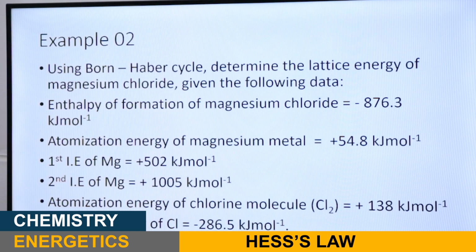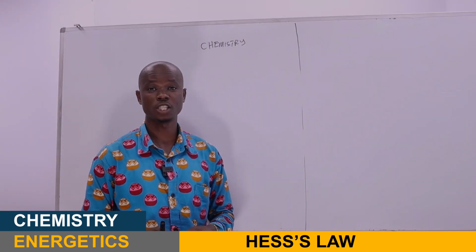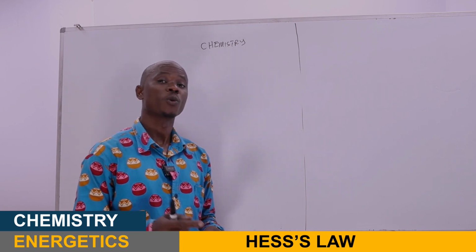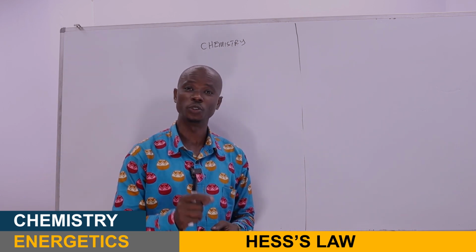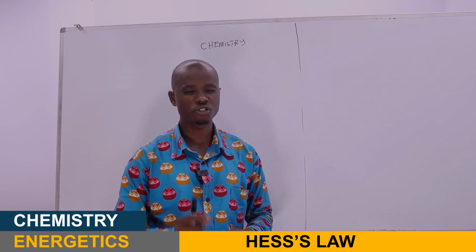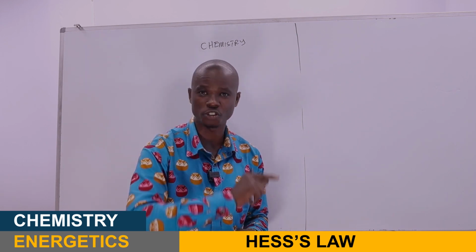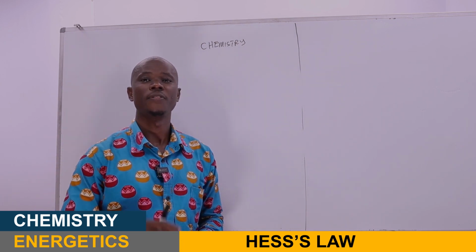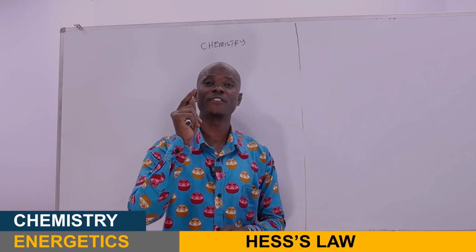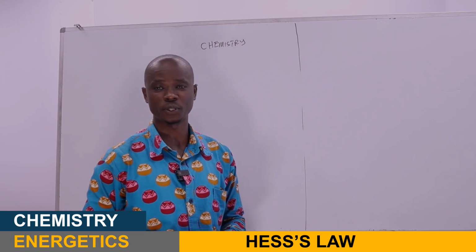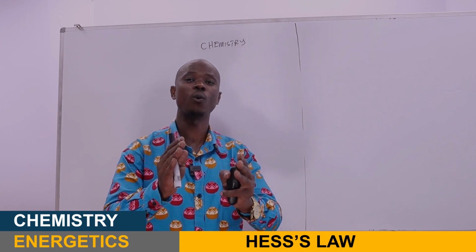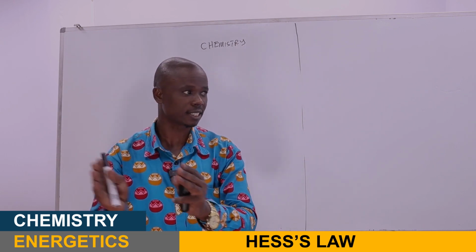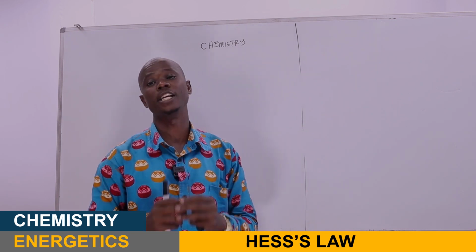So, when you are asked such an example, what are you going to do? It is very simple to solve those problems. When you get those questions, do not rush to solve the problem. Try to think what is first required. Before you make any calculation, the first skill for this problem is to draw the Born-Haber cycle. That is very important, because the Born-Haber cycle will lead you to calculate the lattice energy.